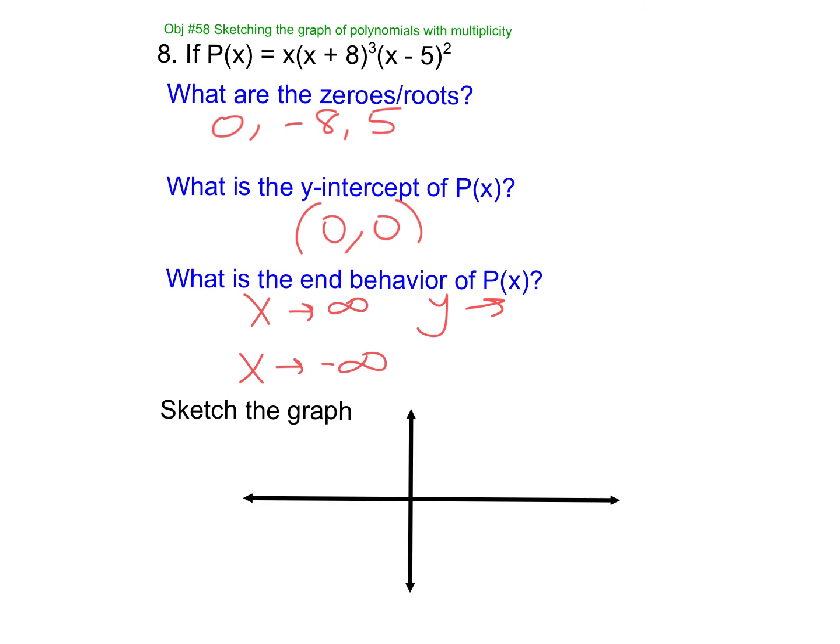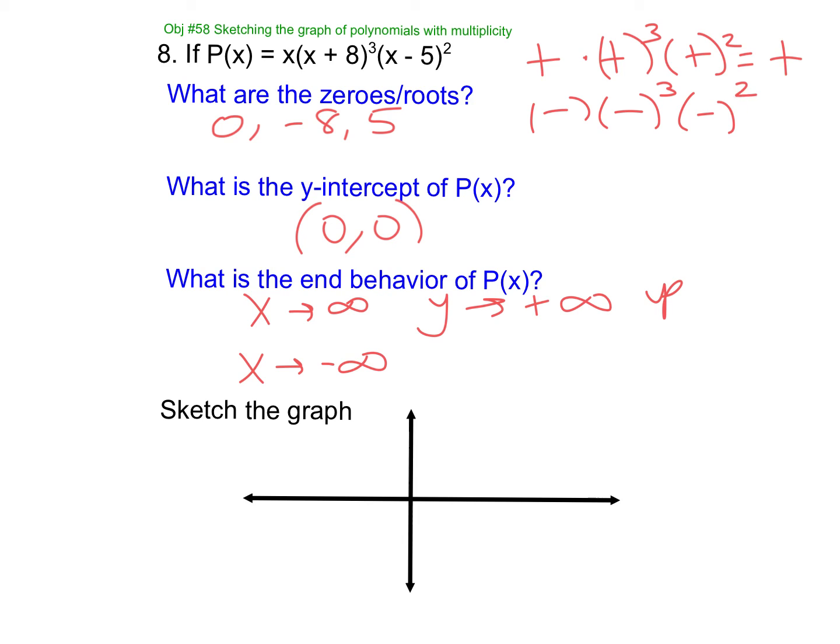All right, so if I plug in positives, a positive to the third, a positive squared. So that's a plus. So we're going up on the right, and then a negative to the third, a negative squared. Let's see, that's 2, that's positive, and then we've got 4 negatives, so that's a plus also. So they're both going up.